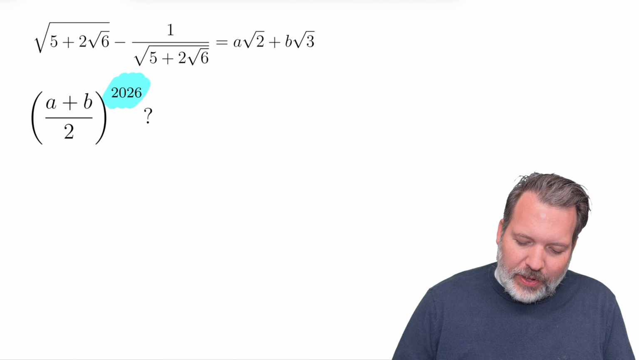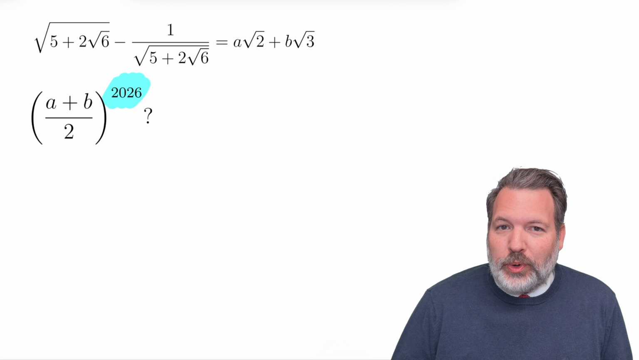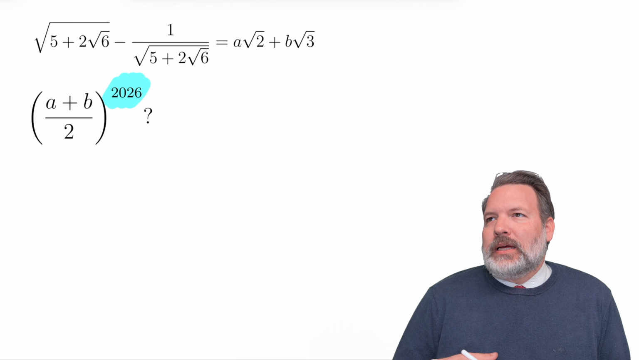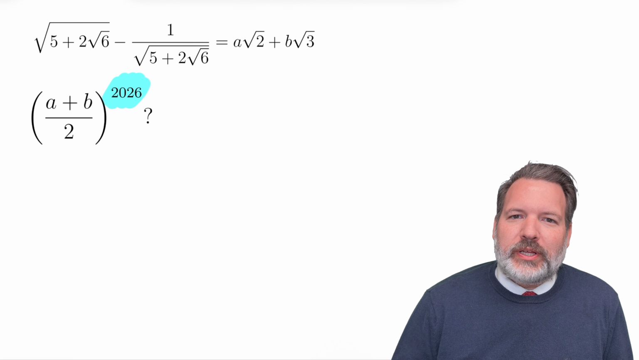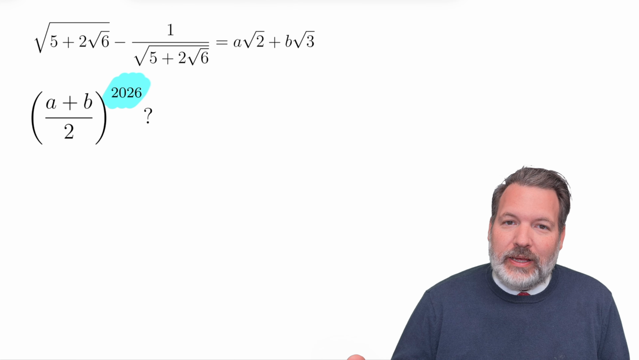There are a few things we can say about this right off the bat, and the first one is if we're raising something to the 2026th power, there's got to be a trick, right? The answer to this is not like 2.5 raised to the 2026 power, and then our job is to figure out whatever that crazy expression is. This must be really nice, which probably means that a plus b is either 0 or 1.